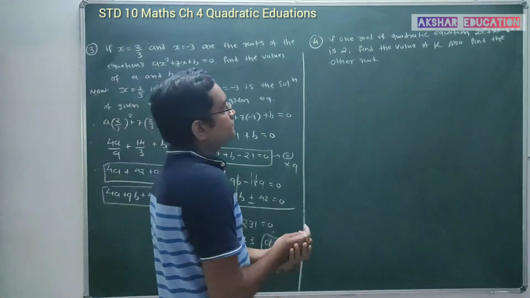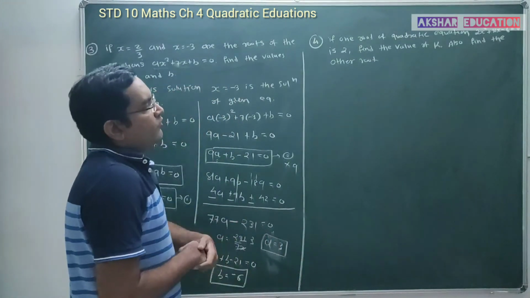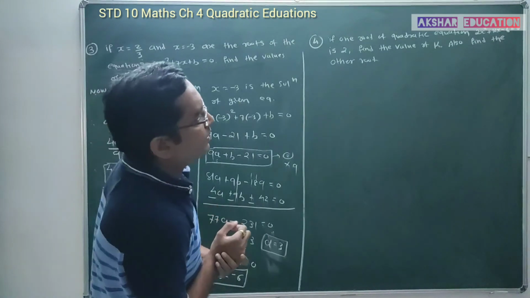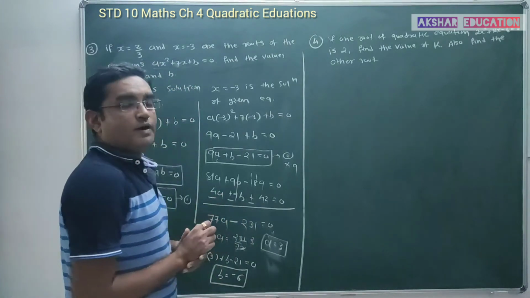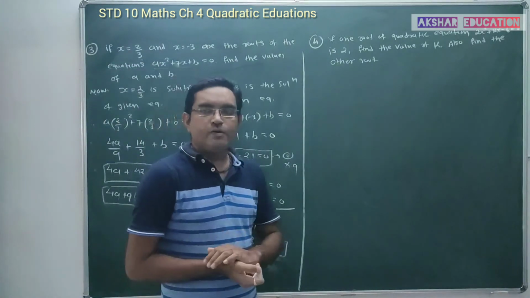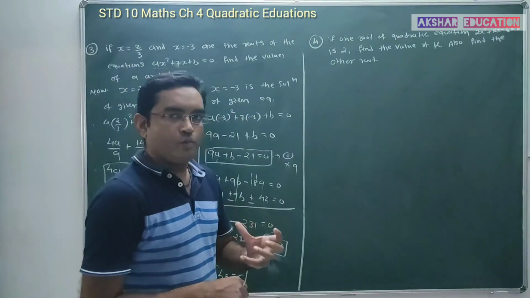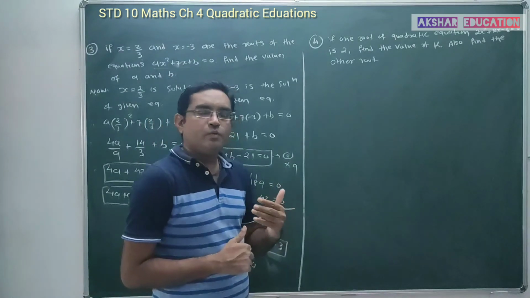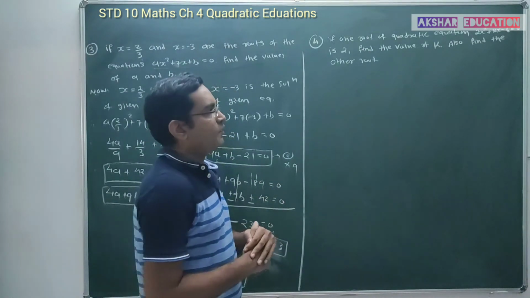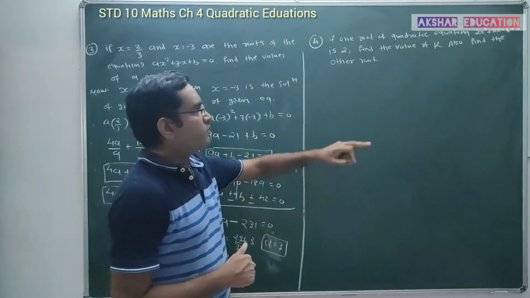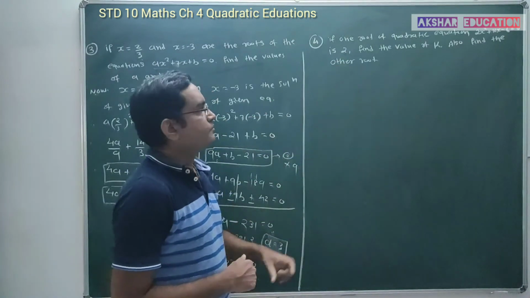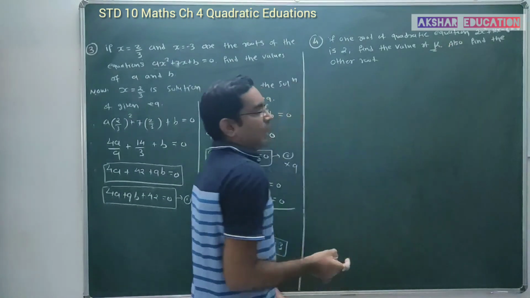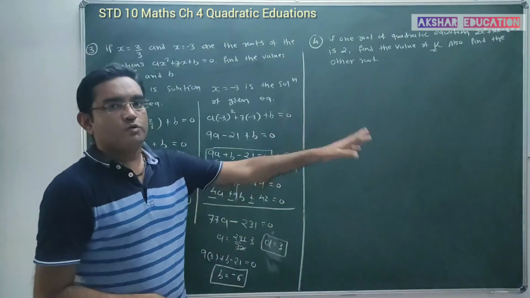Now question number 4. What are we given? One of the roots of the quadratic equation 2x square plus kx minus 6 equal to 0 is 2. For a quadratic equation, the degree is 2. Basically it's a quadratic polynomial. So maximum real zeros for any quadratic polynomial are 2. Out of those 2 real zeros, 1 zero is given, that is 2. So by using that value, you have to find the unknown k. After finding k, you have to find the other root.